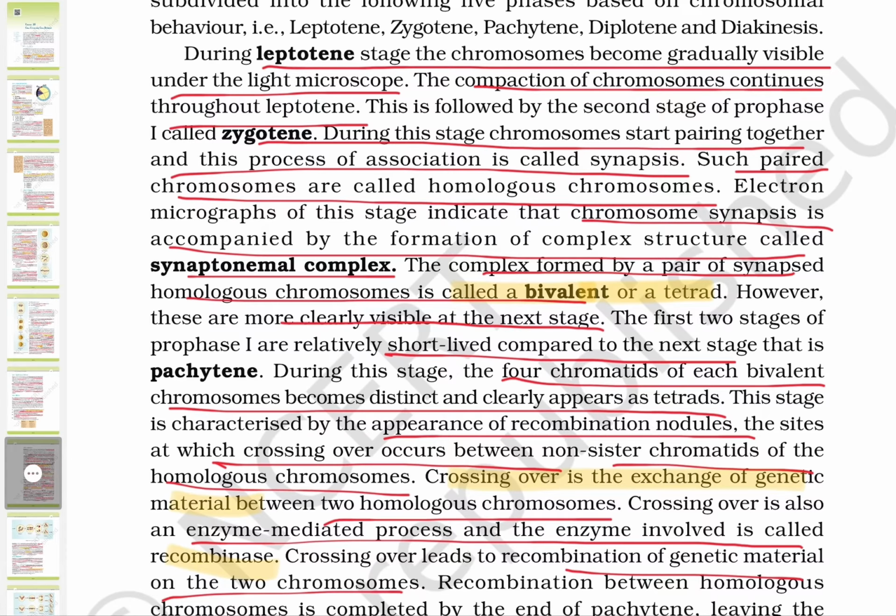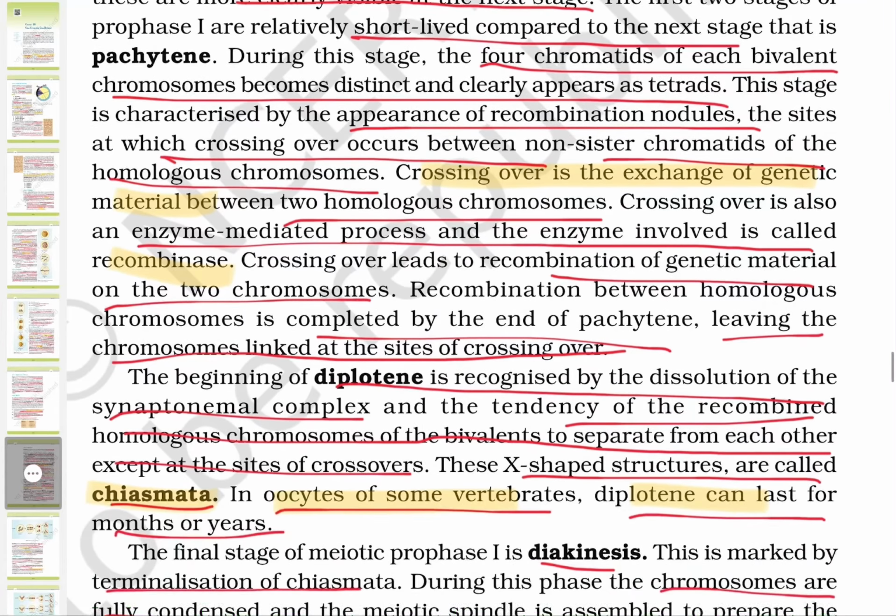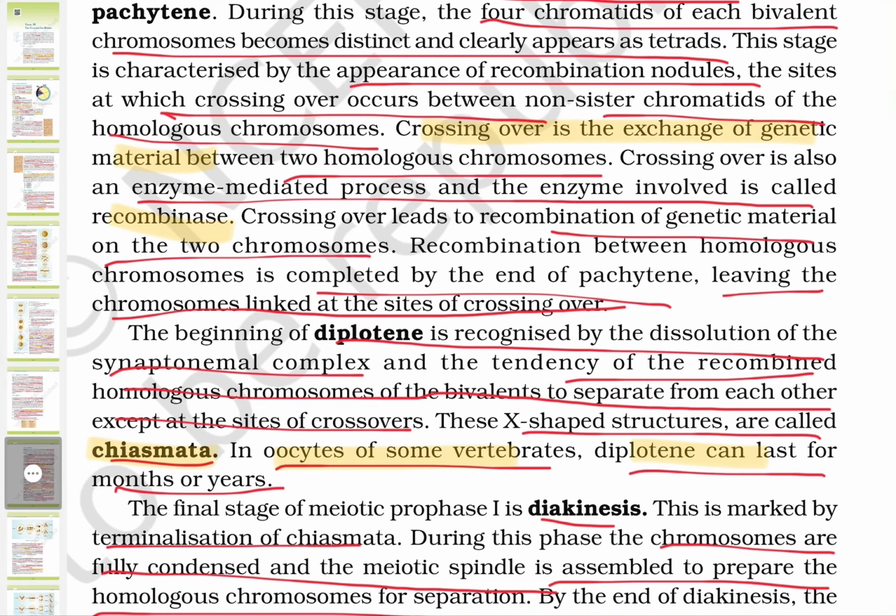It is also, crossing over एक enzyme mediated process है. Enzyme होता है recombinase, and recombination of the genetic material of the 2 chromosomes इसमें होता है. Recombination between the homologous chromosomes end of पैचीटीन में ख़त्म हो जाता है. By the end of pachytene it's finished, leaving the chromosomes linked at the sites of crossing over.